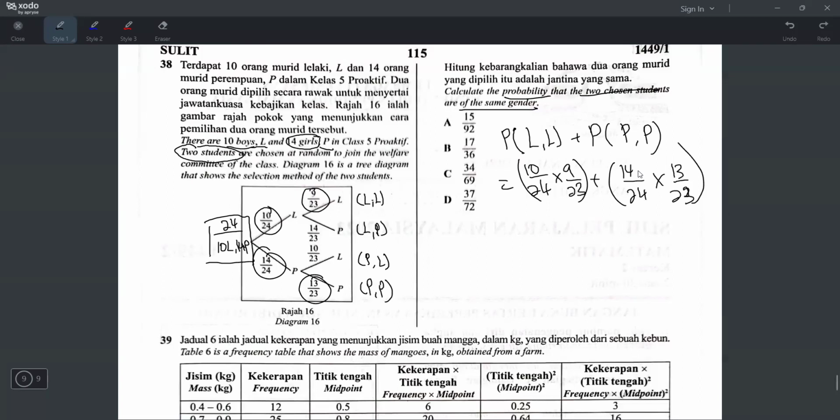Now I'll just press everything inside my calculator. Okay, so wait for me. Let me press 10/24 times 9/23 plus 14 divided by 24 times 13/23. Okay, my calculator gives me 34/69. So ada jawapan tak? Ada. C. So that's all. So easy. So let's continue.